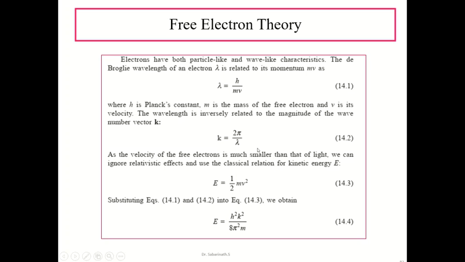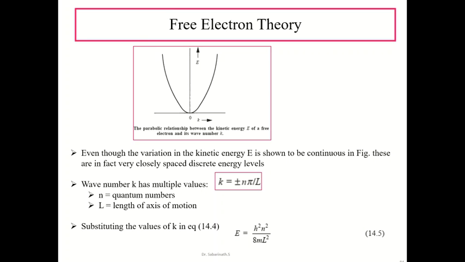So as the velocity of the electron is smaller than that of light, we can use the classical relation for kinetic energy, that is E is equal to half mv square. Substituting these two in equation number 14.1 into equation number 14.3, we get E is equal to h square k square by 8 pi square m. Here in this figure we can see the parabolic relationship between kinetic energy E and its wave number k.